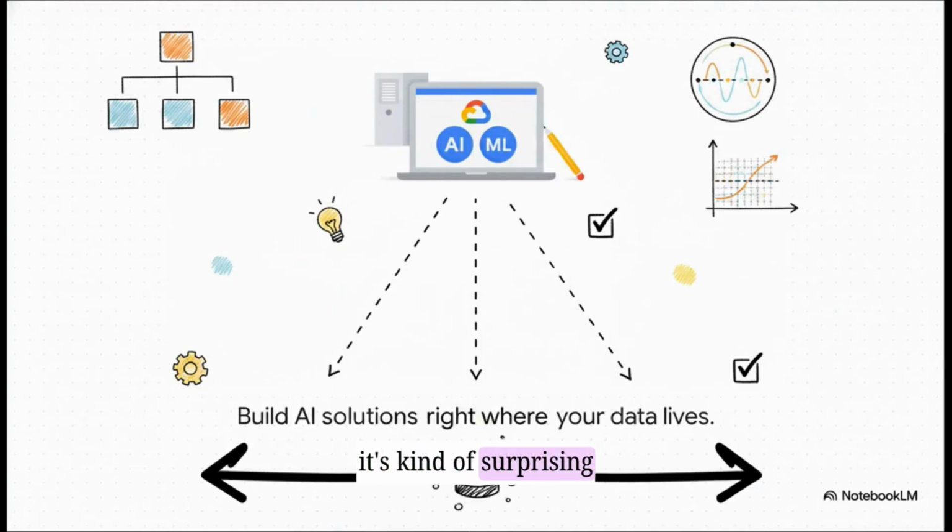You know, it's kind of surprising to realize that you don't always need complex, custom neural network code to build really powerful models. Often, the smartest move is just building AI solutions right where your data already lives. BigQuery ML lets you build linear and binary classification, regression, and even complex time series models using simple SQL-like commands. It's really about working smarter and drastically reducing your time to value.